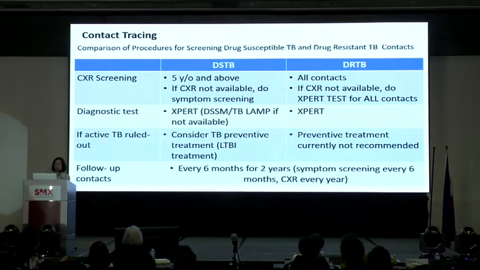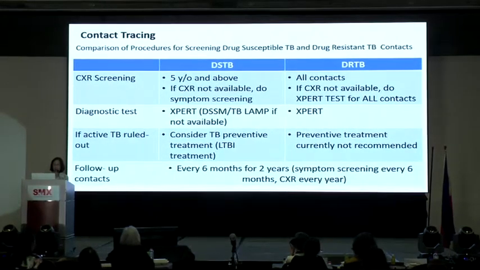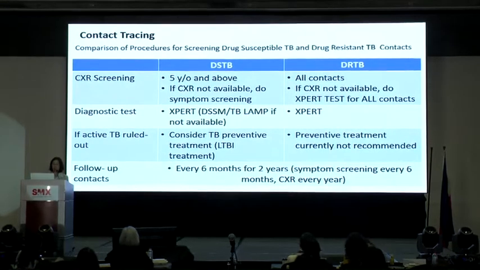Then we'll also provide preventive treatment for the contacts of drug-susceptible TB. But for drug-resistant TB, it's not recommended that we provide preventive therapy for them. But we will do follow-up for both contacts of drug-susceptible TB and drug-resistant TB, and this will be done every 6 months for 2 years.